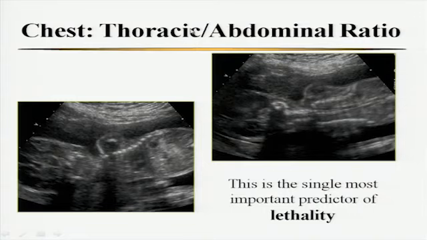So this ratio, the thoracic-abdominal ratio, is the single most important predictor of lethality. Because again, what do they die from? The pulmonary hypoplasia, because that chest is so small. Those little lung airways are never allowed to develop properly. It's just like when you have prolonged early oligohydramnios. If it's from a kidney abnormality, it's not the kidney abnormality they die from, it's the pulmonary hypoplasia.